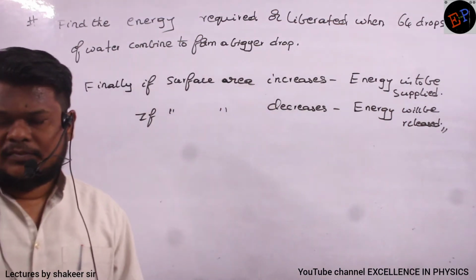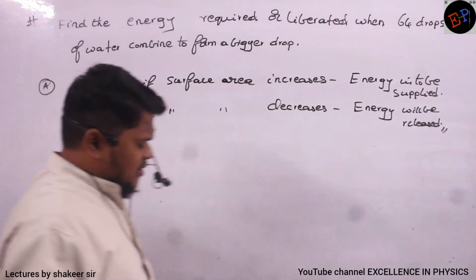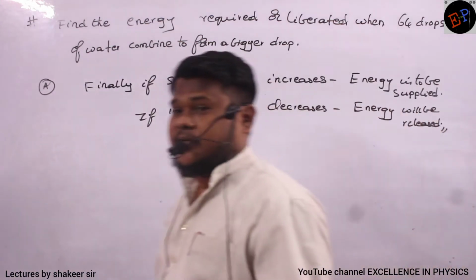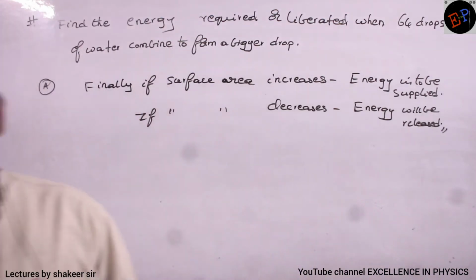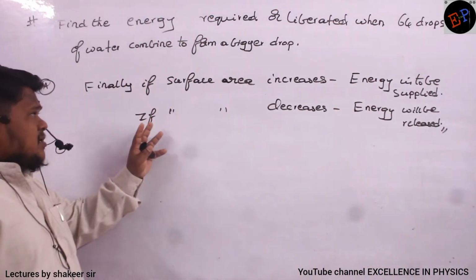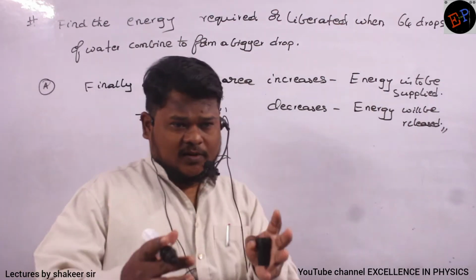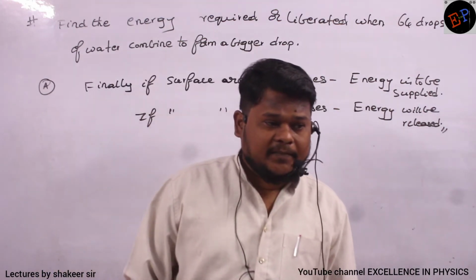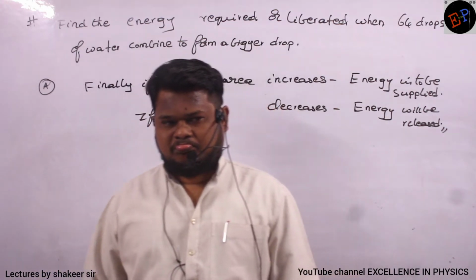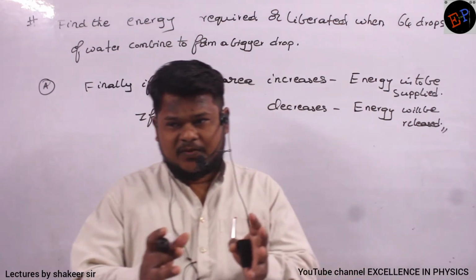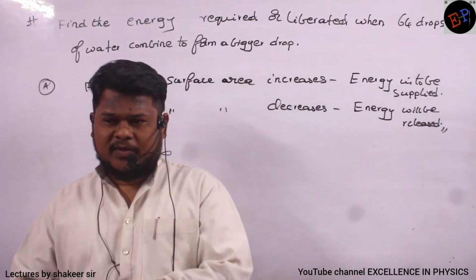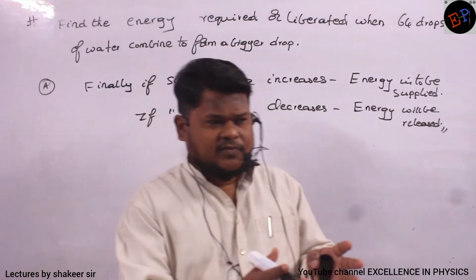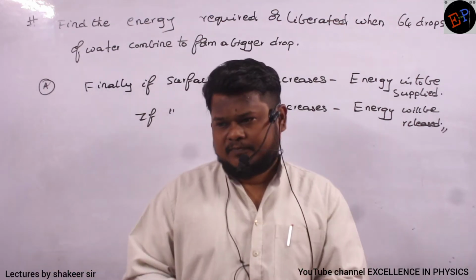Clear? So how can I calculate whether finally surface area has increased or decreased? That I don't know. But when 64 drops are combining to form a bigger drop, there is one common point between them. Volume of liquid remains the same, no? Volume of 64 drops and volume of the bigger drop are equal.